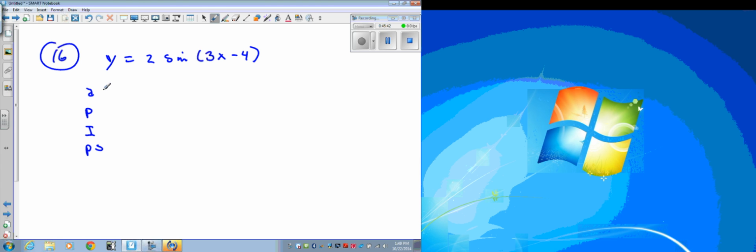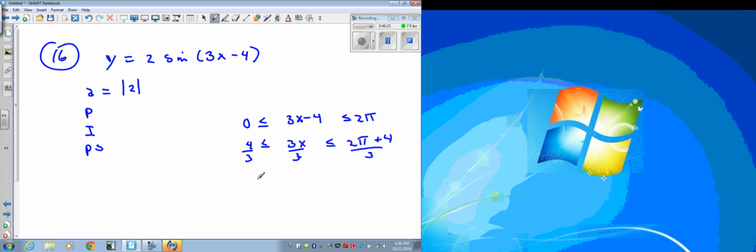Now the amplitude's pretty easy. It's going to be what? Yeah. Now what I would do is calculate the interval. Notice sine goes from 0 less than or equal to, which is less than or equal to 2 pi. Put your 3x minus 4 in here and then get x by itself. So I'm going to add 4: 4 less than or equal to 3x less than or equal to 2 pi plus 4. Then I have to divide by 3. So it's 4/3 less than or equal to x, which is less than or equal to 2 pi plus 4 over 3. So there's your interval.